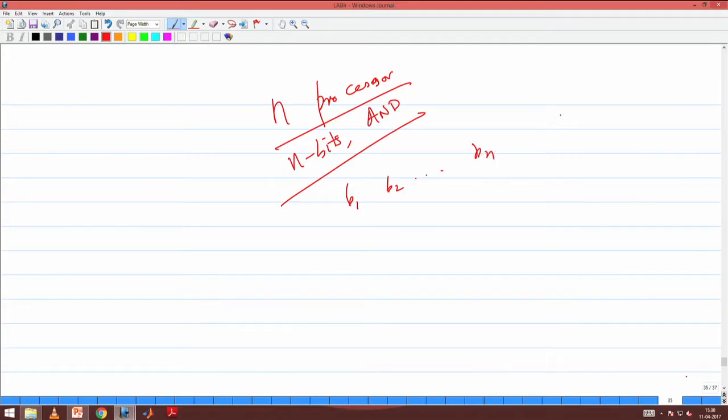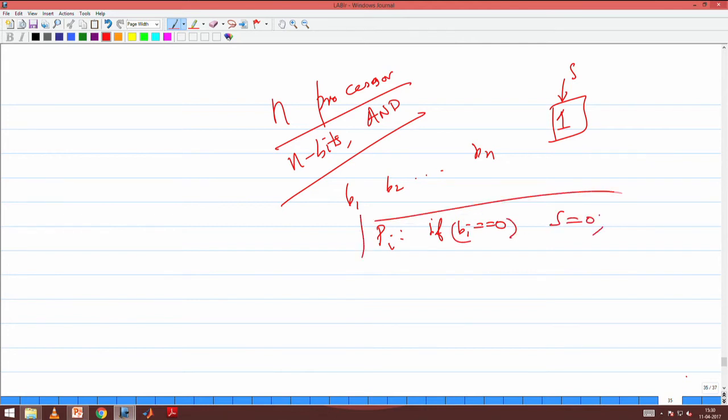So let me say B1, B2 to Bn, and I have one bit called S. Initially I will make S as 1. So each Pi will see if Bi is equal to 0, then S is equal to 0. Only one step. So that means if all the bits are 1, the answer will remain at 1. If at least one of the bits is 0, the answer will become 0.